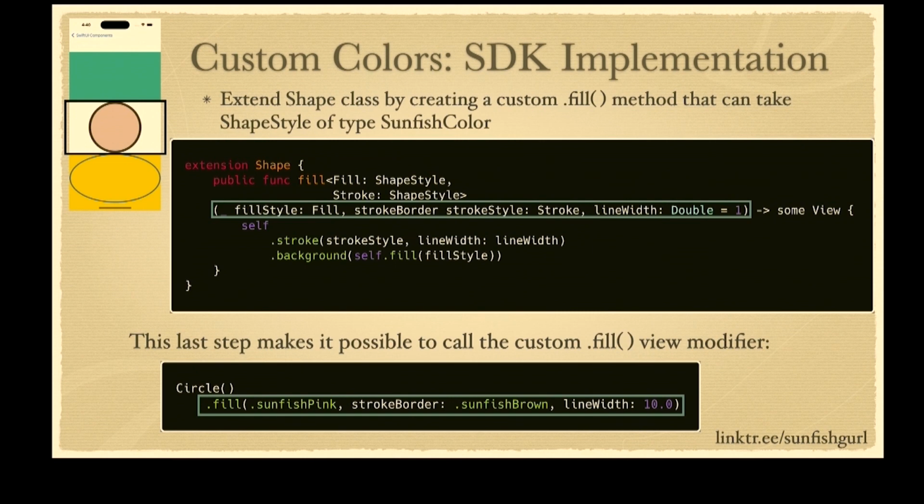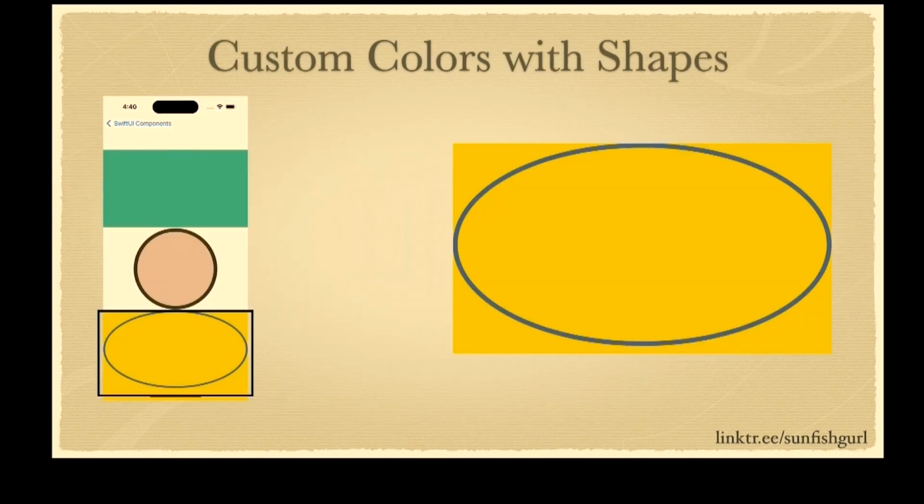So under the hood of our custom fill method, we're actually calling Apple's stroke and background view modifier methods. Since those methods take in a ShapeStyle, which we've already extended to include SunfishColor, this means we can now call our custom fill view modifier and pass in our custom sunfish pink to fill the circle and custom sunfish brown to draw the circle's border.